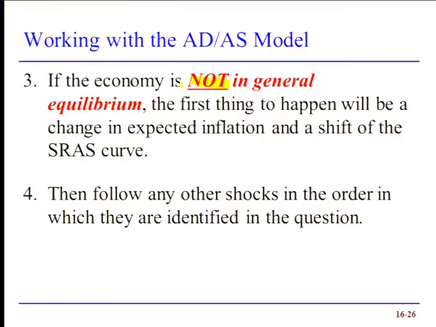Even if there are other things that are happening, other shocks that are occurring in that time period, the very first thing you want to do is change inflation expectations. Shift the curve, then apply all the other shocks that might happen. Right? Now, for the other shocks, you've hopefully identified them and highlighted them, you know what they are, you know what they're going to cause. Do them in the order that they're in the question.